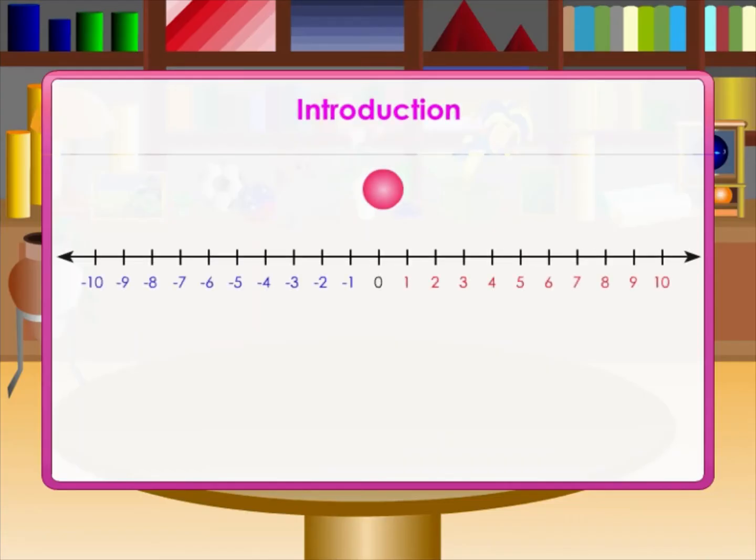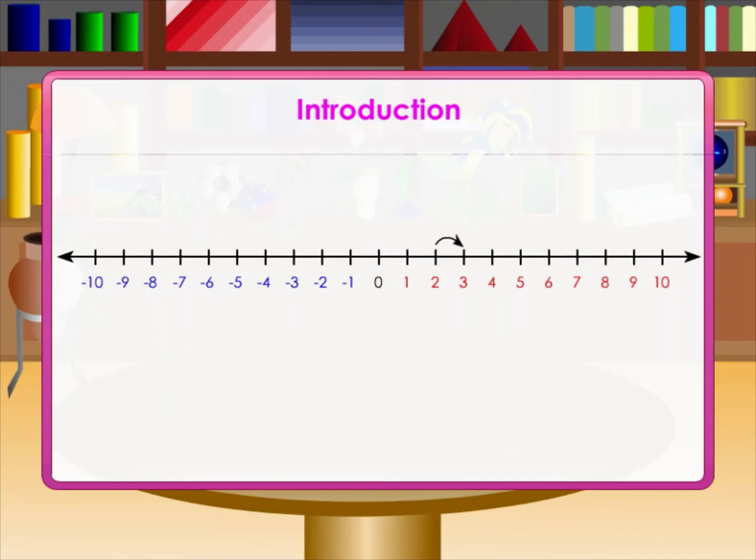Look at the ball. Now it is placed at center 0. If the ball moves to the right of the 0, then it is represented by a plus sign. If the ball moves to the left of the 0, then it's represented by a minus sign. If the ball moves 3 steps to the right of 0, then it's represented by plus 3. If the ball moves 3 steps to the left of 0, then it's represented by minus 3.